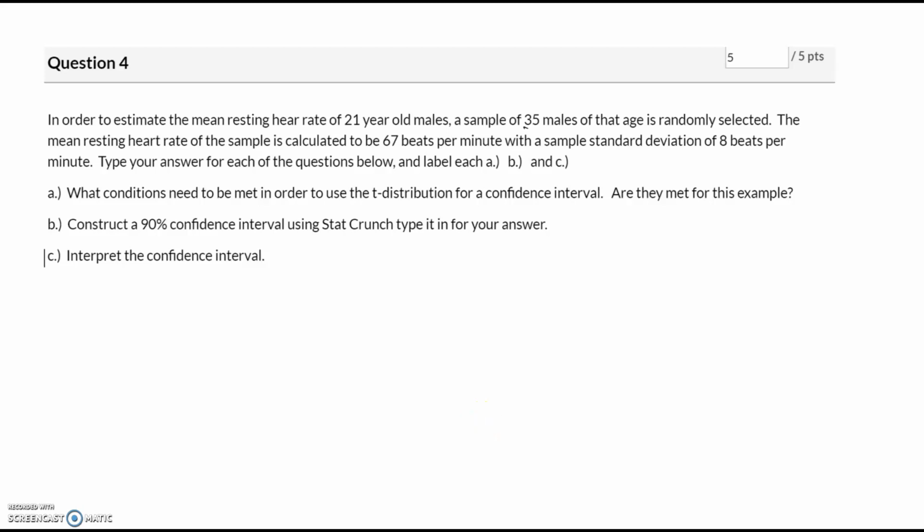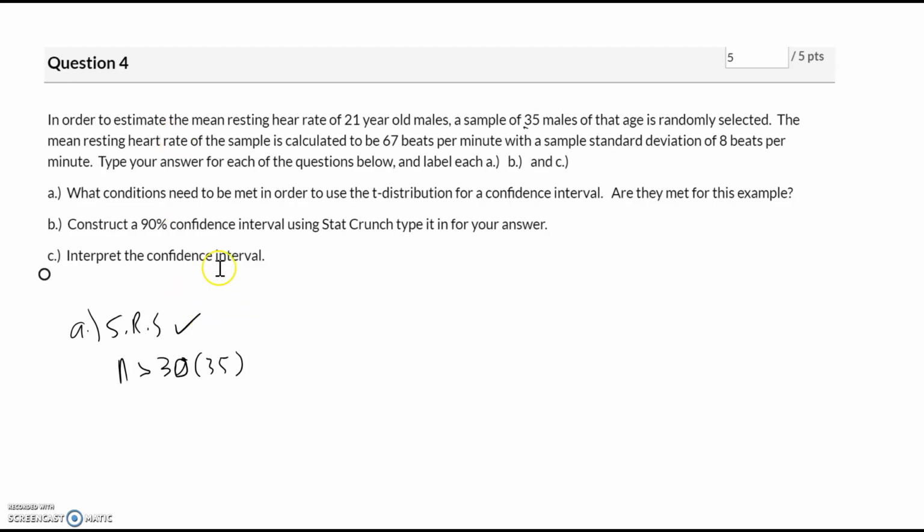Okay, question 4a. Back to those conditions. Simple random sample. They did tell us that. And n is greater than 30 because it's 35. By the way, we know that biological data usually comes from a normal distribution. So we'd probably be okay if the n was 25 to say, well, even though n isn't 30, the population data is normally distributed. Biological data, heart rates are typically distributed normally. Okay, part B, construct a 95% confidence interval.